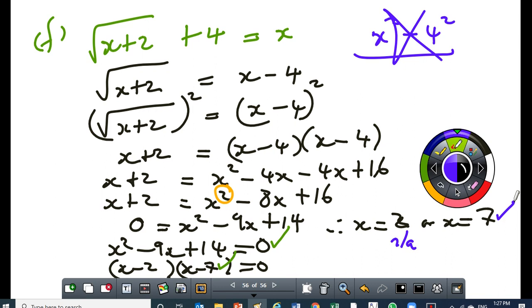Please make sure you indicate if there are 2 values and one of them is invalid, you have to write it down and indicate that the other value is invalid. Okay? Don't just carry on without mentioning that a specific value among the 2 is invalid.